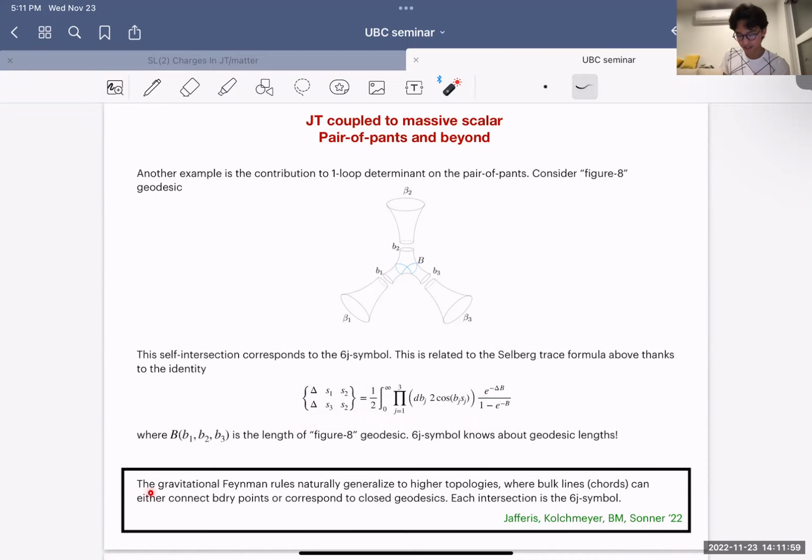And so a general prescription that we now conjecture is that the gravitational Feynman rules that I described on the disk generalize naturally to all higher topologies, where bulk lines or chords, if you like, can either connect the boundary points, or you can have closed chords that correspond to closed geodesics. And then once you draw these chords on a Riemann surface, you have the same Feynman rules to write down the answer. This is a natural conjecture at this point, that it should happen for an arbitrary Riemann surface. So this is the summary of these computations. If you did not follow anything, the upshot is that the chord diagram rules on the disk naturally generalize to higher genus and more boundaries.